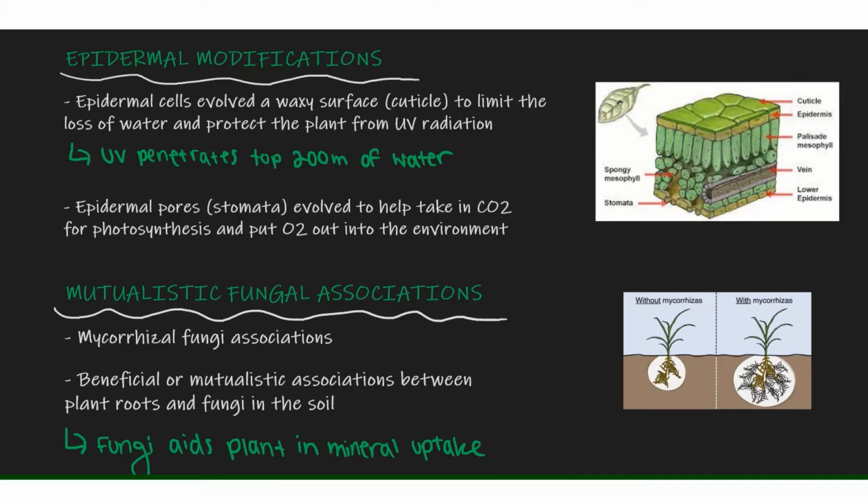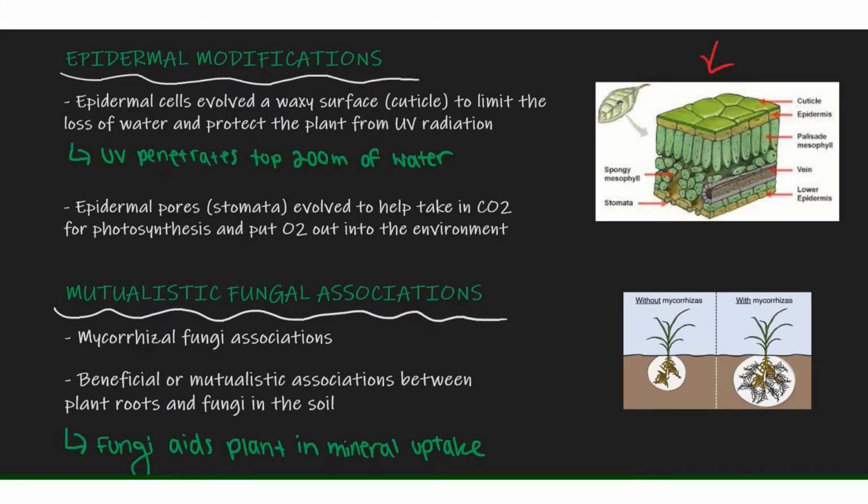UV penetrates the top 200 meters of water, so any aquatic plants that were deeper than 200 meters, if they evolve to transition onto living in terrestrial environments, then they need to adapt to UV penetration. Additionally, there are epidermal pores known as stomata, which also evolved to help take in carbon dioxide for photosynthesis and put out oxygen into the environment.